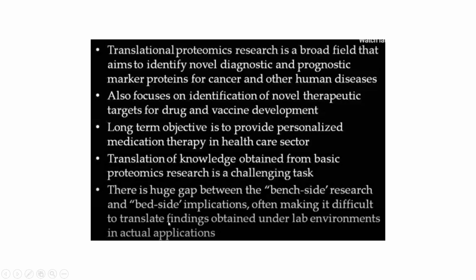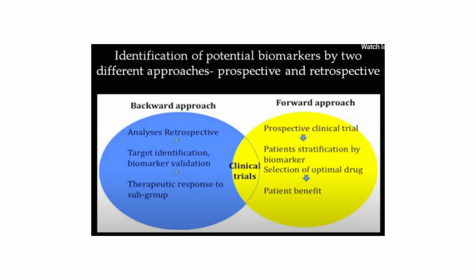And it's often difficult to translate findings obtained under lab environments into actual applications because of the same thing. One of the reasons might be the many samples you need to analyze to come to one specific conclusion. Then identification of potential biomarkers can have two approaches, prospective and retrospective. So the backward approach, which is retrospective, can be like target identification and biomarker validation, which we were talking about. And then if you validate that this is one specific protein which can be upregulated in a certain disease condition, then for the therapeutic response you'll try and treat those specific subgroups and understand that.